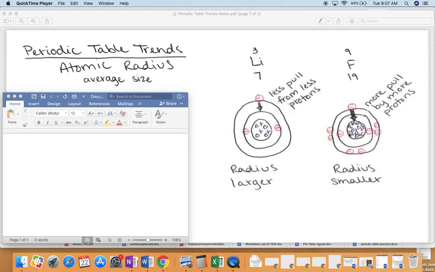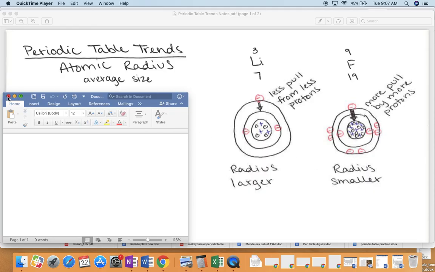The first 2 are going to be pulled in pretty well because there are a lot of protons. The next ring, even though there are more electrons on it, there are more protons pulling at each electron. So there's more pull by more protons. Think about it as just one individual electron on the outside. Because there are a lot of protons on the inside, that's going to pull harder at each of those electrons on the outside. So our radius actually gets smaller.